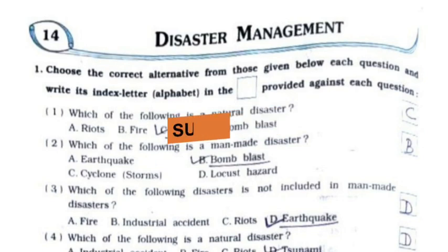So we'll be starting with the MCQs. First one, which of the following is a natural disaster? It's option number C, flood. Second, which of the following is a man-made disaster? It's option number B, bomb blast. Third, which of the following disasters is not included in man made disasters? It's option number D, earthquake.